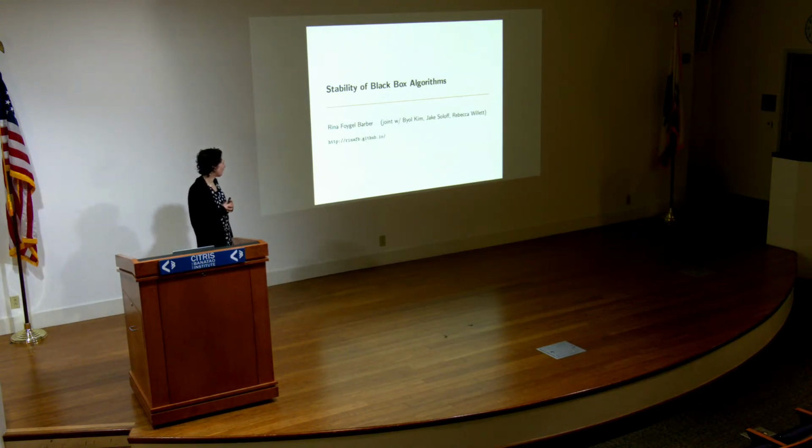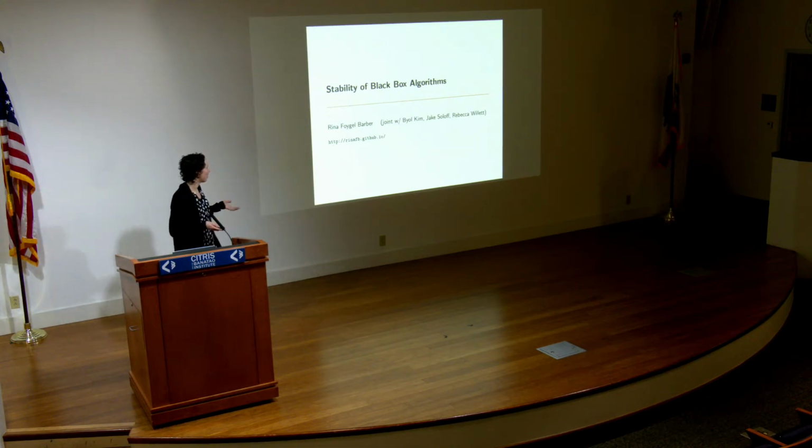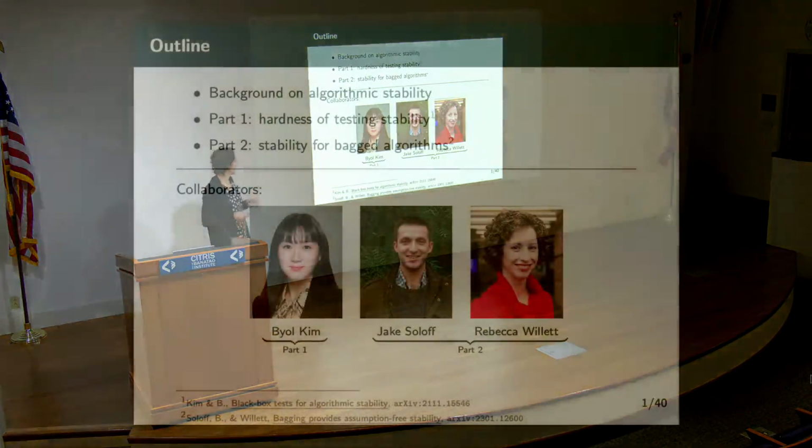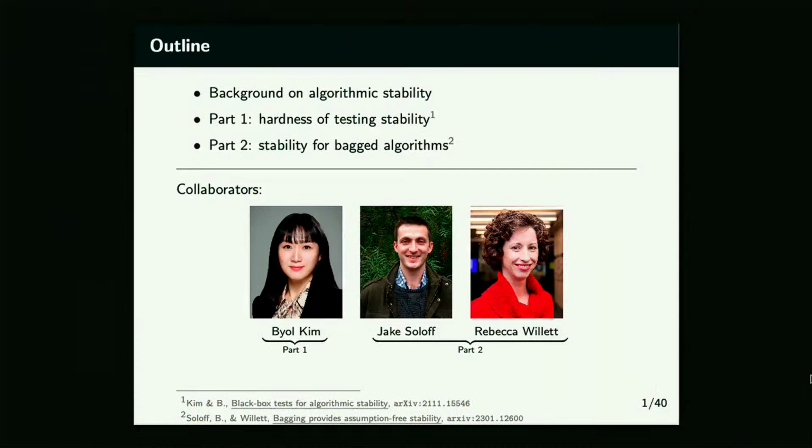Today, I'm going to be talking about two different pieces of work on a related problem, which is the problem of stability that I'll explain in a minute. I've been super lucky to get to work with great collaborators. The first part of this work is joint with Byul Kim. She was my PhD advisee at Chicago, and she's now a postdoc at University of Washington. And the second part of the work is joint with Jake Soloff, who's a postdoc working with myself and my colleague Rebecca Willett. So this work is all about stability, but it's looking at it from two completely different perspectives.